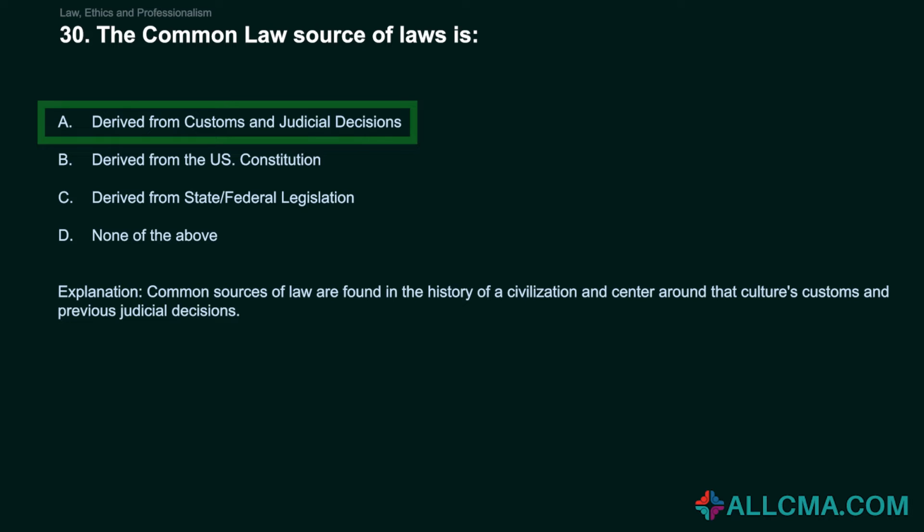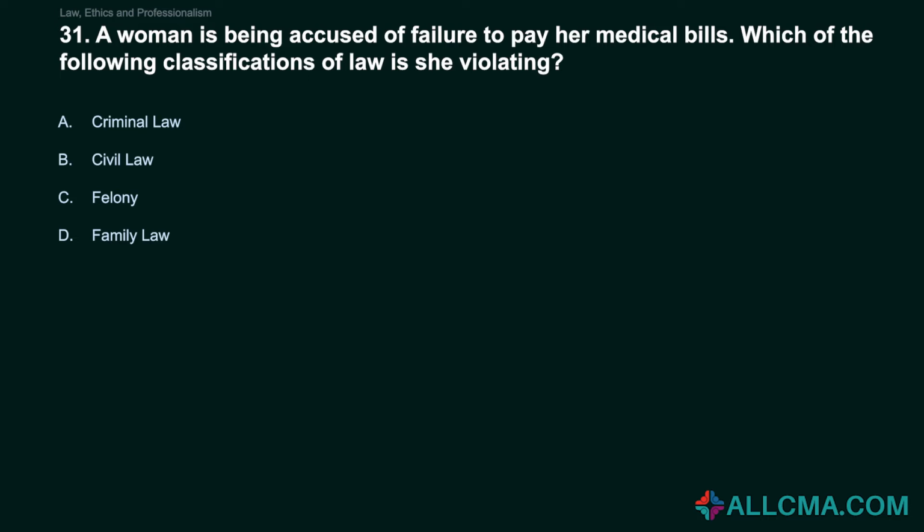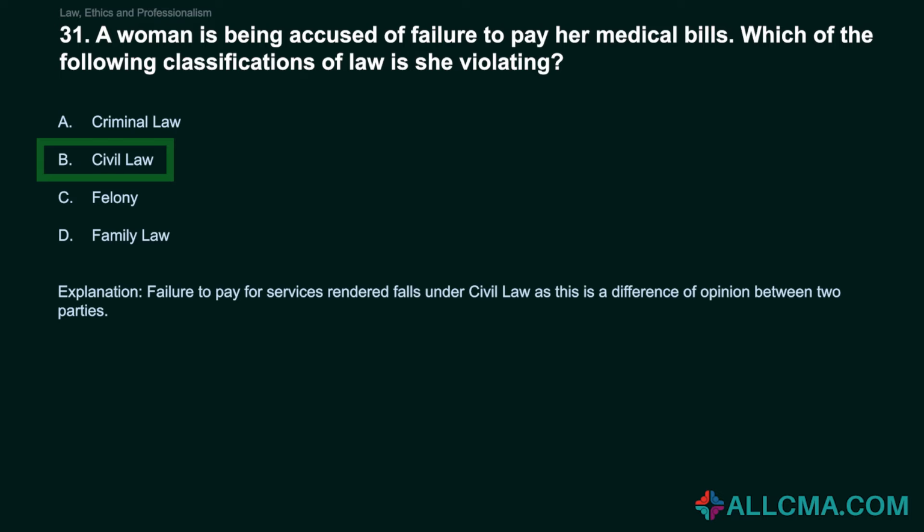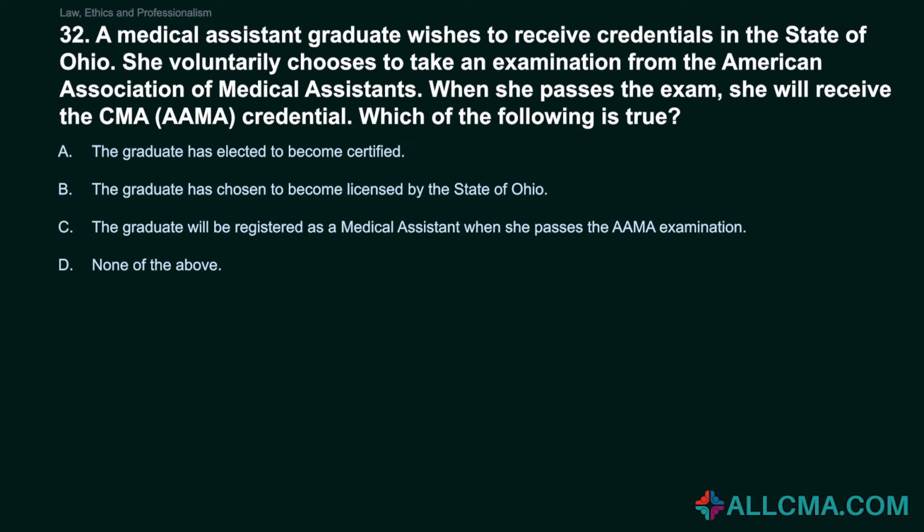judicial decisions. 31. A woman is being accused of failure to pay her medical bills. Which of the following classifications of law is she violating? A. Criminal law. B. Civil law. C. Felony. D. Family law. Correct answer, B. Civil law. Failure to pay for services rendered falls under civil law, as this is a difference of opinion between two parties.